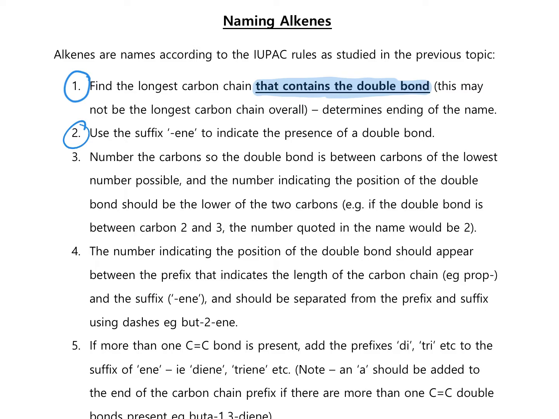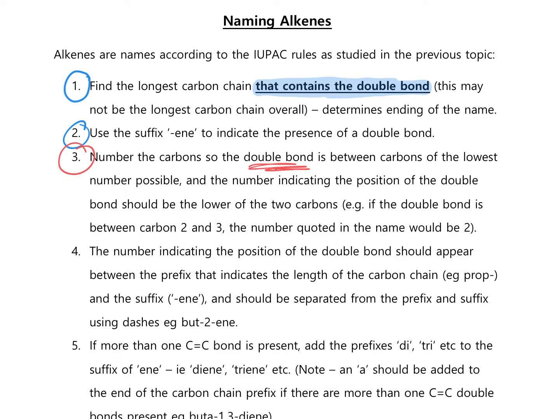Okay, rule number 3 is slightly different. It says number the carbons so that the double bond is between the carbons of the lowest number possible. So the number of the double bond takes priority over the substituents. Say, for example, you could number them so the substituents were on 1 and 2, but the double bond was on carbon 4. You would not number it that way.